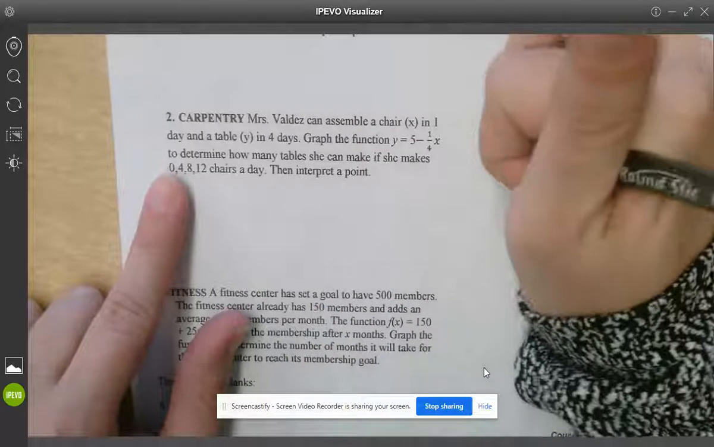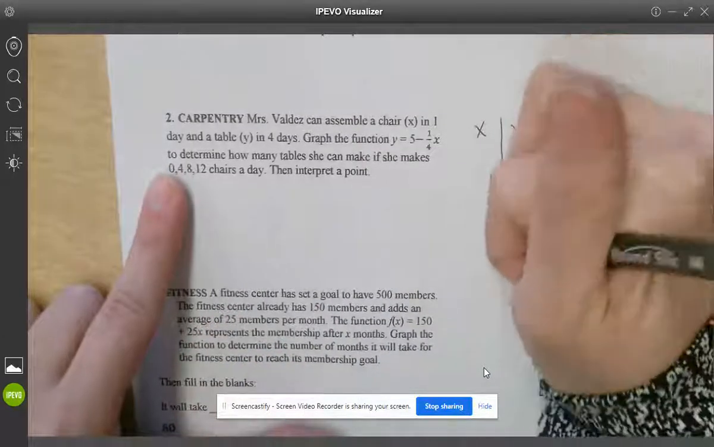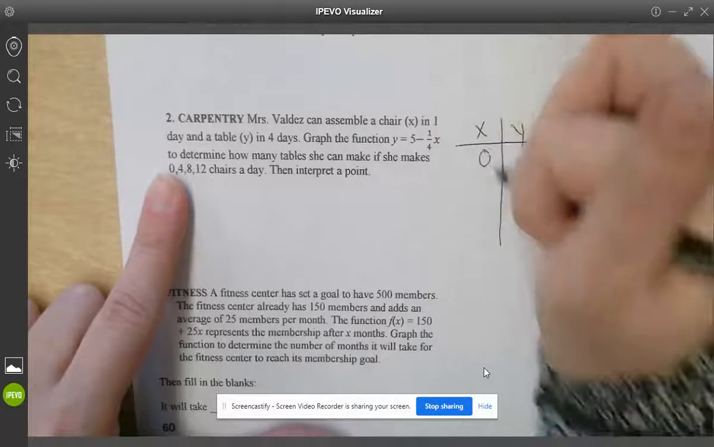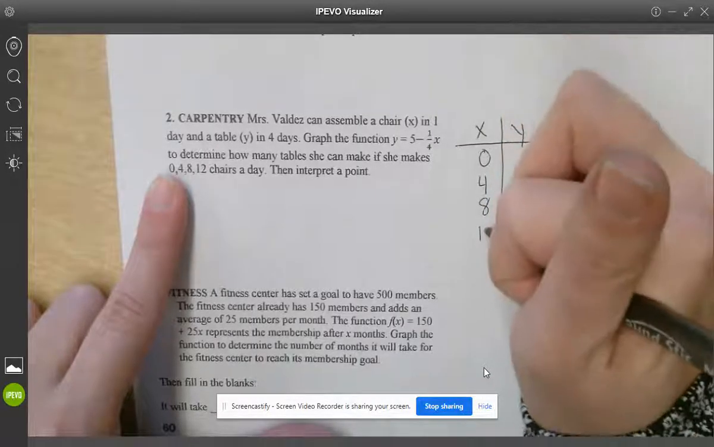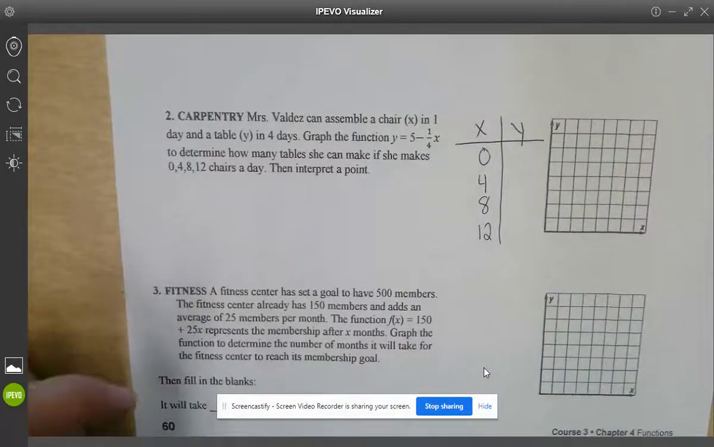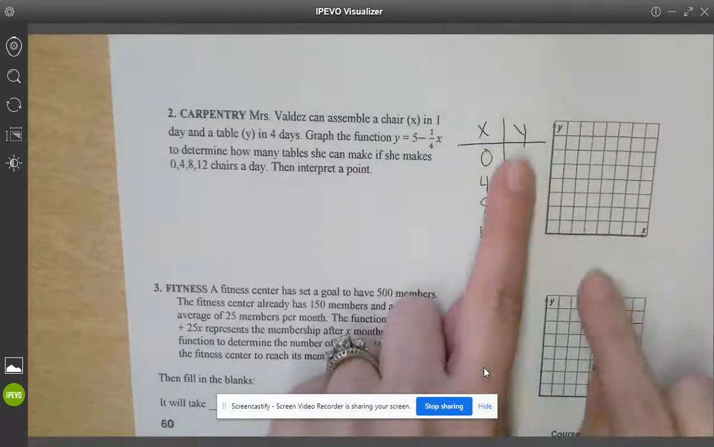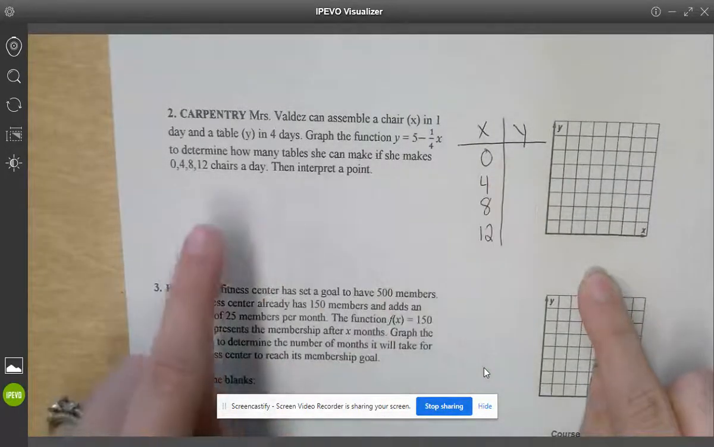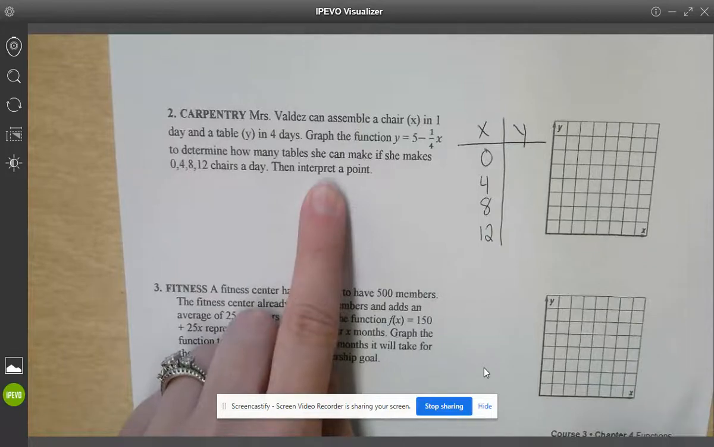Number 2 is a little bit more complicated because I do have to make an XY chart. So number 2, I'm going to tell you your XY chart is going to be 0, 4, 8, and 12. Okay, don't forget to label your graph and then interpret a point as well.